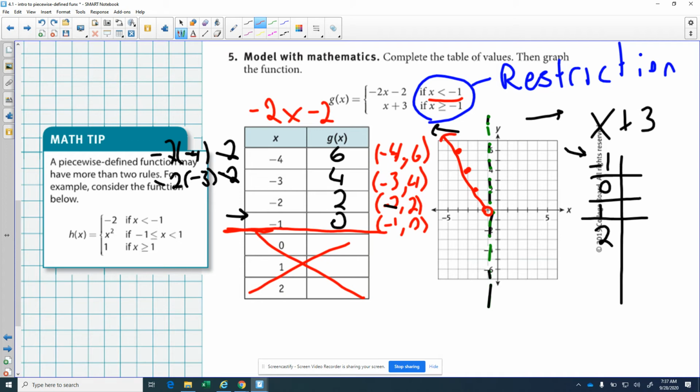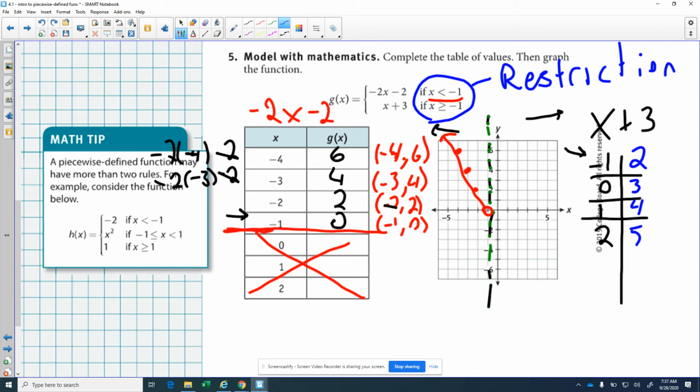This one is everything to the left of -1. I don't cross that fenced area. I reach it, but I never actually pass through it. And I have my first graph drawn. So let's go ahead and do the same thing for the second graph. We have an x plus 3, and we're going to plug these values in. So same thing, we plug -1 in for x. -1 plus 3 would give me 2. 0 plus 3 would give me 3. And then 1 plus 3 would give me 4. 2 plus 3 would give me 5.